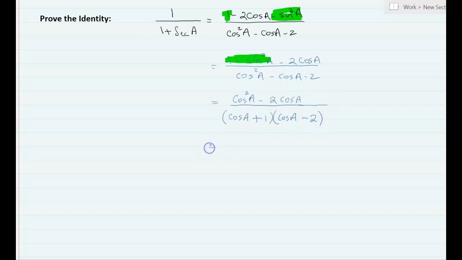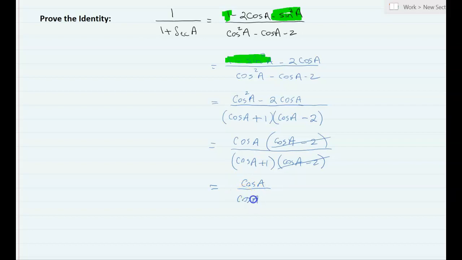All right, so now from the top we can easily factor cos a out of the numerator. We get cos a minus 2, and we divide that by the denominator, which is cos a plus 1 in brackets, cos a minus 2. And now you can see the common factors. You can divide, and what you will have is cos a on top over cos a plus 1. Okay, and now you can look at it and simplify it more.